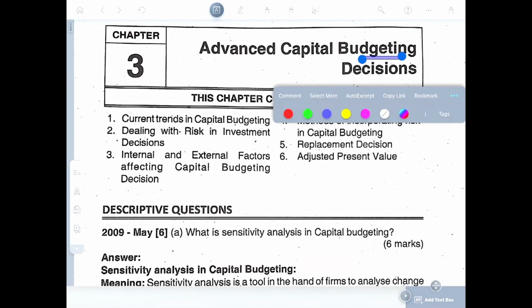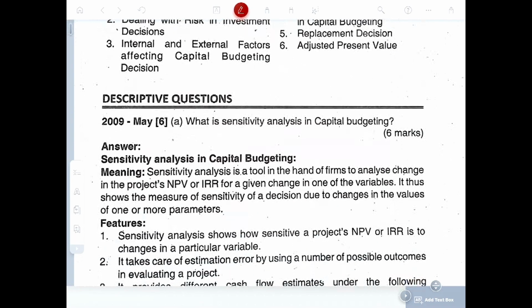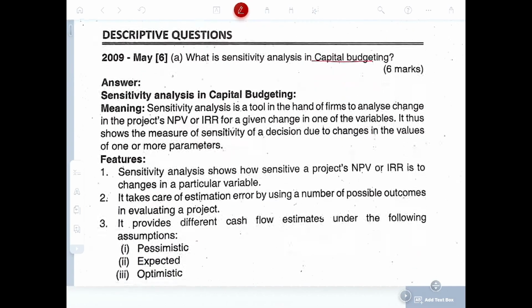So, advanced capital budgeting decisions. What is sensitivity analysis in capital budgeting? Suppose we do capital budgeting for a financial year. This much is the income we are going to accrue. These are the expenses we're going to incur. On those expenses, there may be variations based upon environmental variables, environmental risk, and business market risk. That is the sensitivity analysis.